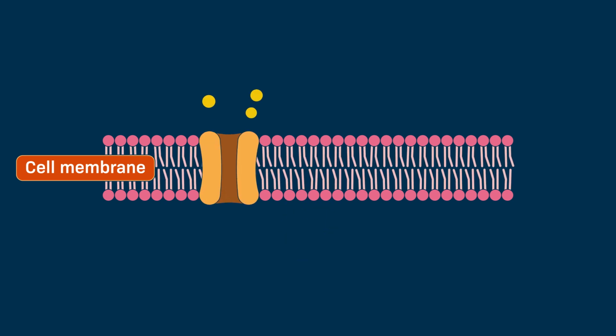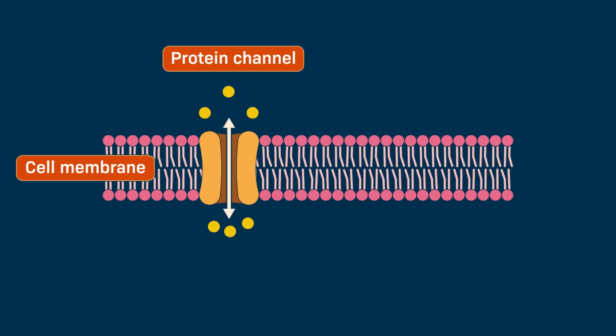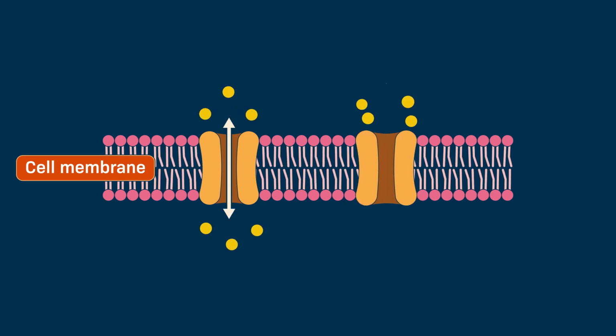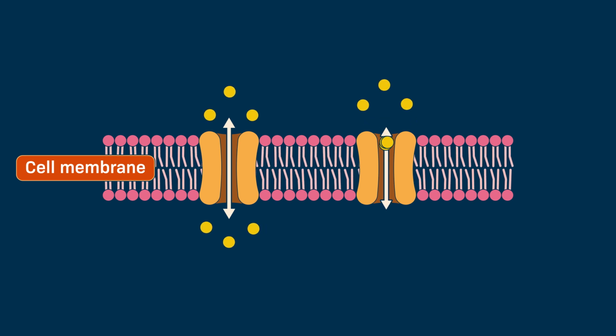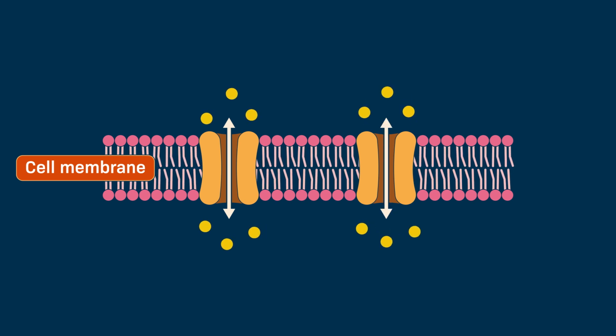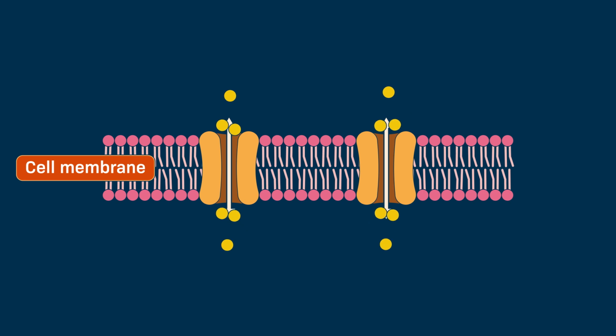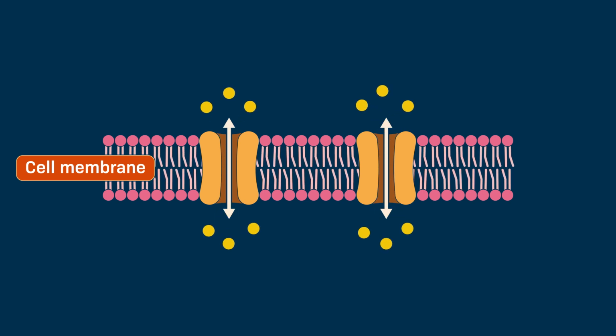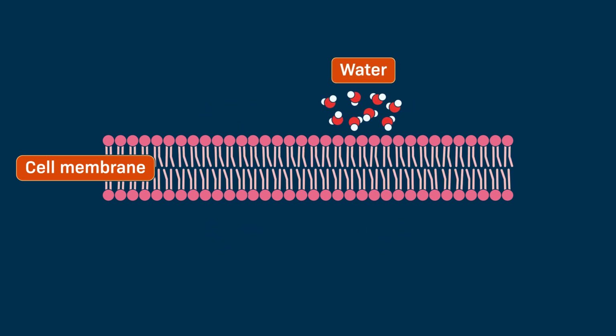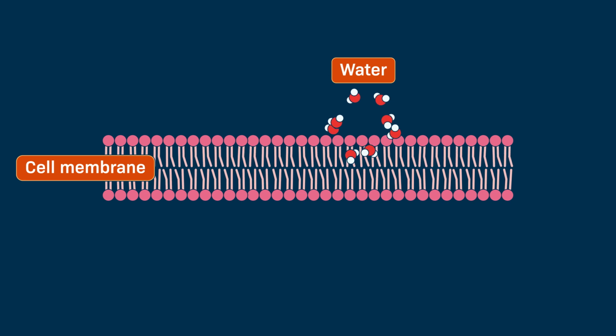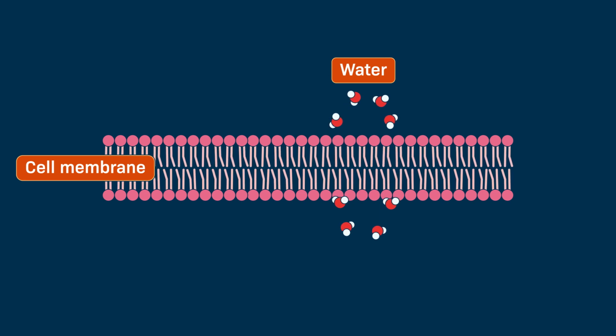Some substances are unable to pass through the membrane on their own and require the assistance of protein channels. These channels span through the membrane and allow substances to flow through them freely down the concentration gradient. The channel is essentially a tunnel through the membrane. One example of this is aquaporins, which are protein channels that facilitate the movement of water across the cell membrane.